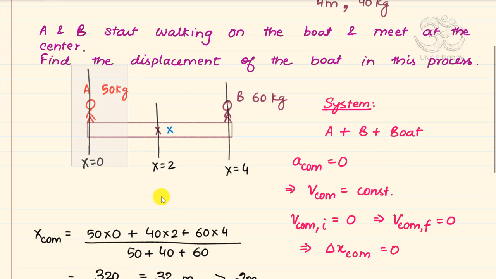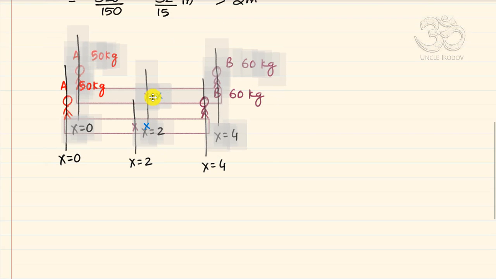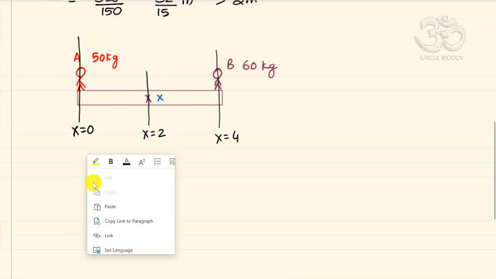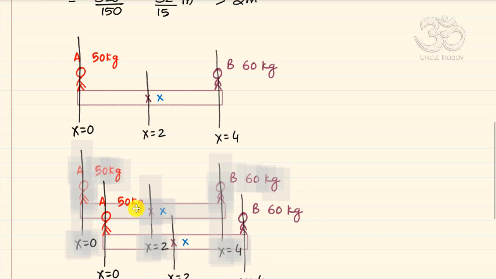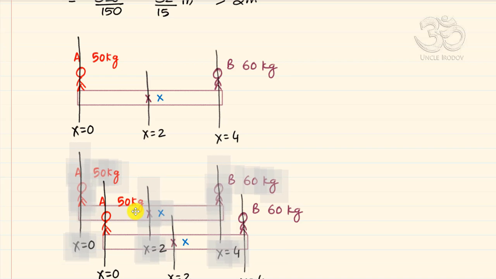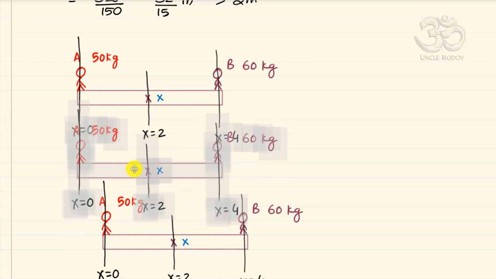So what do? Let me take this system, go down and show you what will happen. So now let's assume for a moment that these two people, they meet at the center and the boat doesn't move. So the assumption is that A and B move.